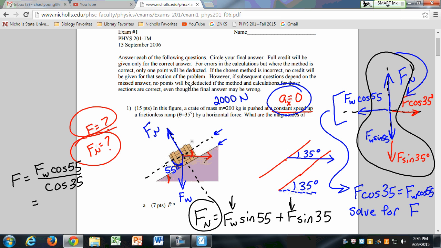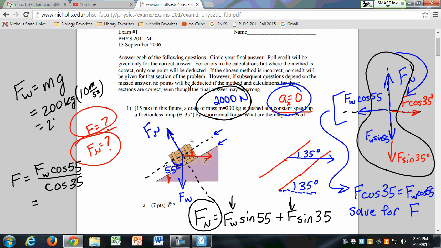Now fw, I know the mass, and so fw is just equal to m times g. So that's going to be 200 kilograms times 10 meters per second squared. That's my g value. It's 2,000. But once you get fw and f, then you can plug it in here and you can find fn. Does that answer your question? Yeah. All right. Can I clear this one, yeah?